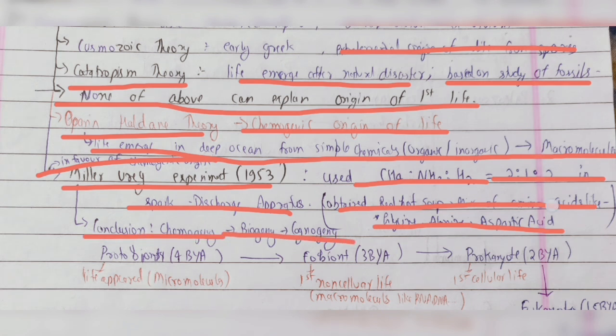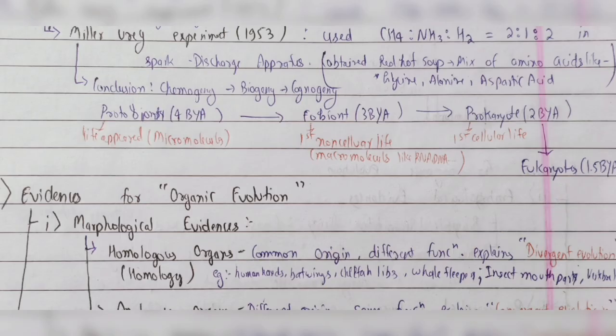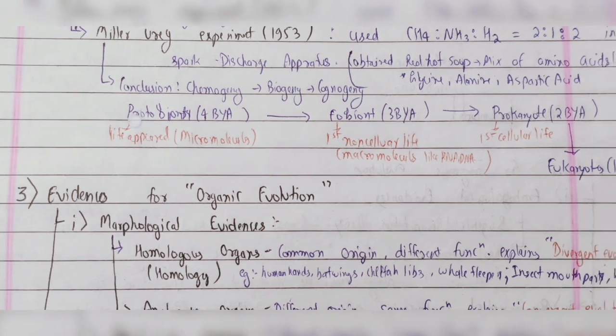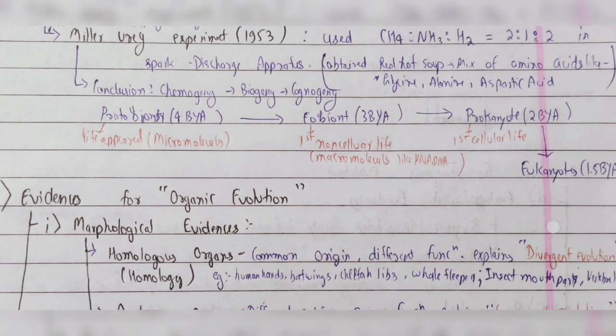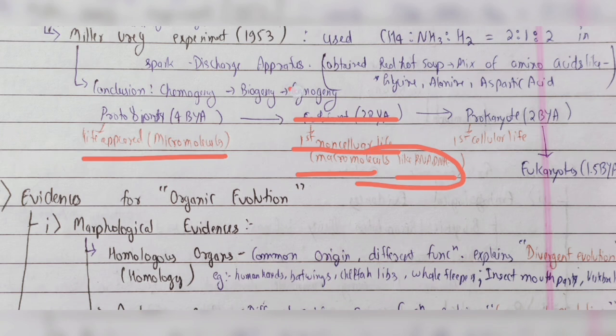Chemogeny means complex molecules are formed, biogeny means simpler biomolecular structures are formed, and cognogeny means something that can inherit life to next generations, something that can carry life's data, something like RNA or DNA. So according to the Miller-Urey experiment, the first life that came on Earth was protobionts that emerged 4 billion years ago in the form of macromolecules, and the first non-cellular form of life were eubionts that appeared 3 billion years ago in the form of macromolecules like RNA, DNA, meaning cognogeny started from here.